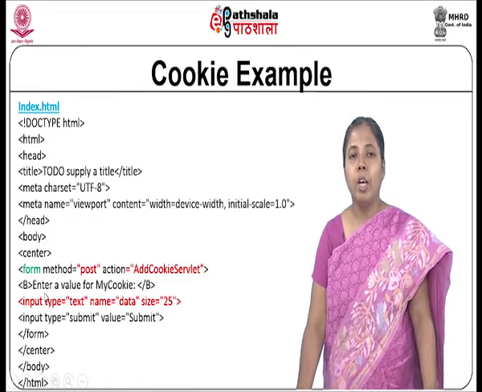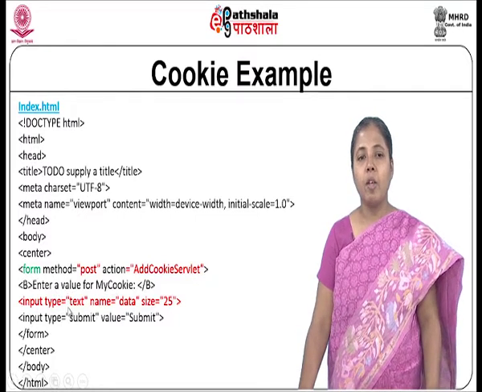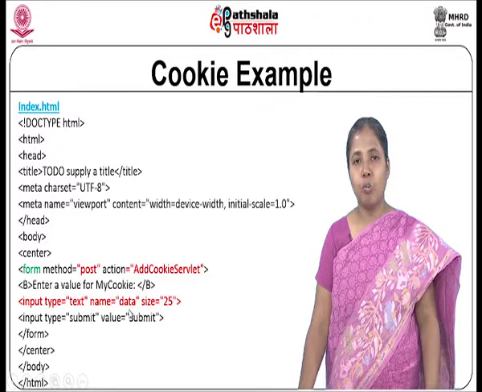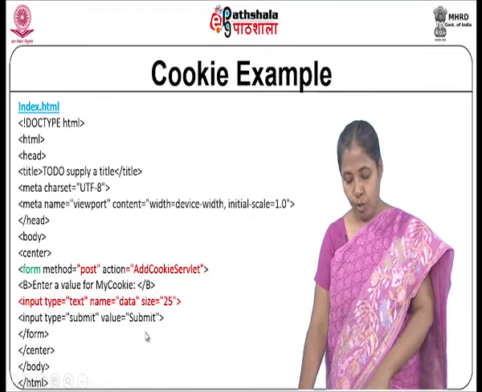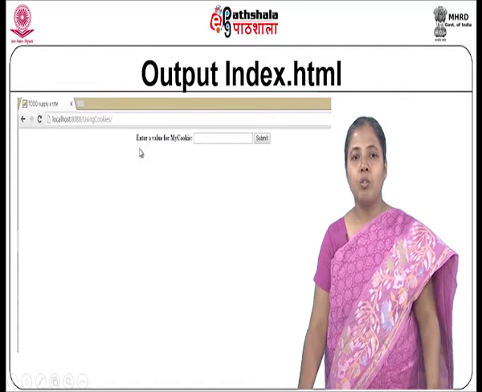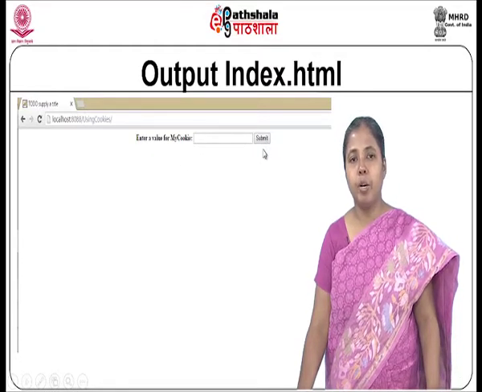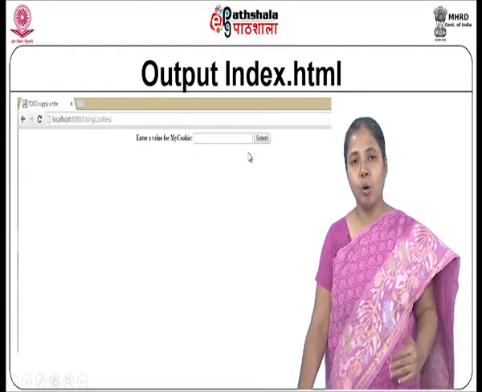Now we have a text that is displayed in the browser as "Enter a value for my cookie", and then we have two things in the form: a text box whose name is data, and a submit button whose value we have given as capital S, Submit. So, this would be displayed in your browser: the text, a text box, and a submit button. This is what is shown on the client side, that is, the browser side.